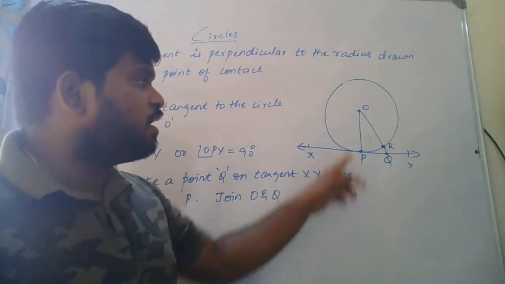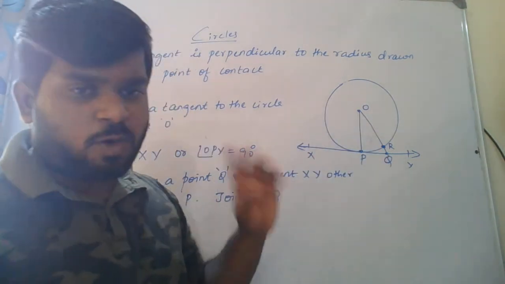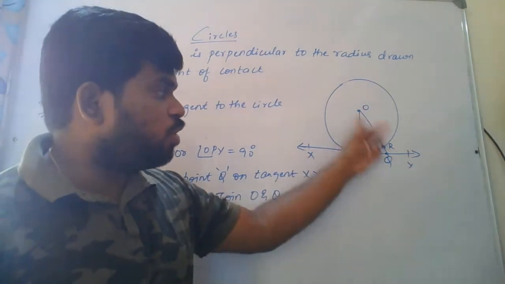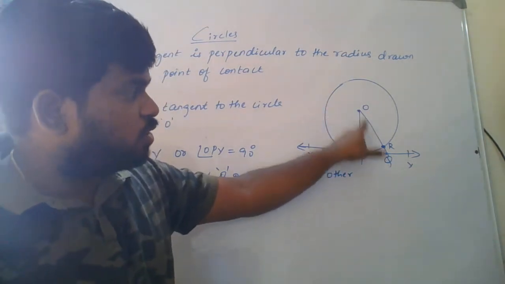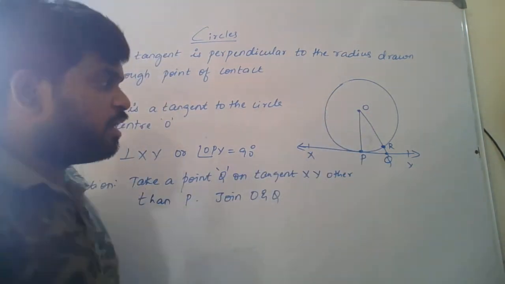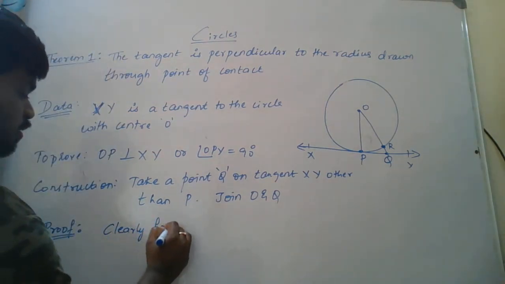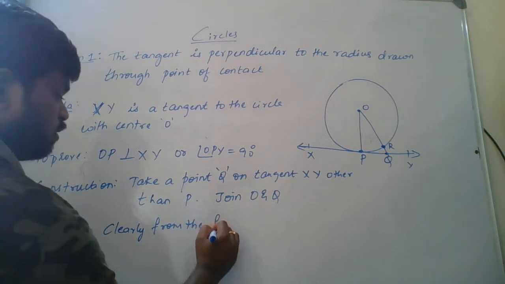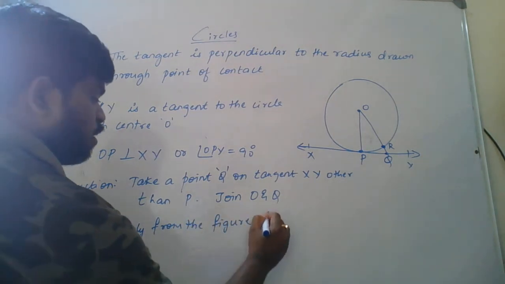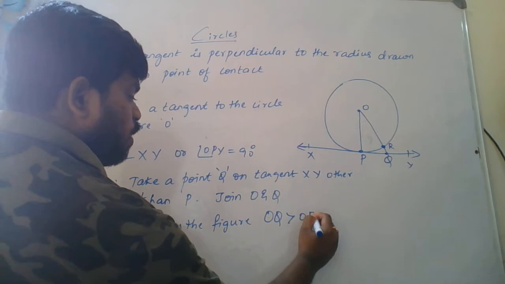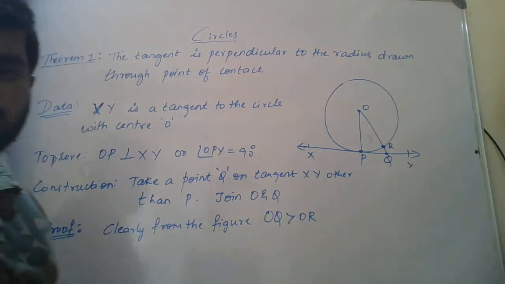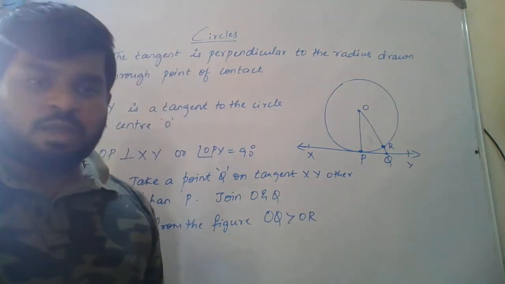Very clearly, this OQ is greater than OR. Which is the greater one? OQ or OR? This entire thing was the smaller one. Very clearly, from the figure, OQ is greater than OR.